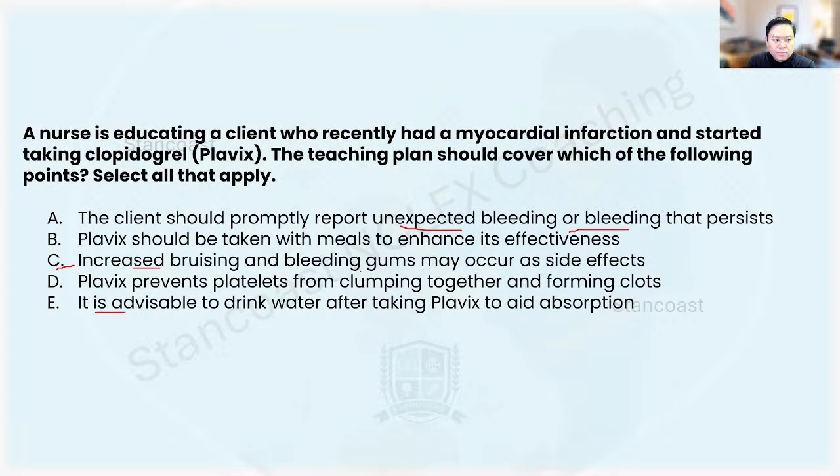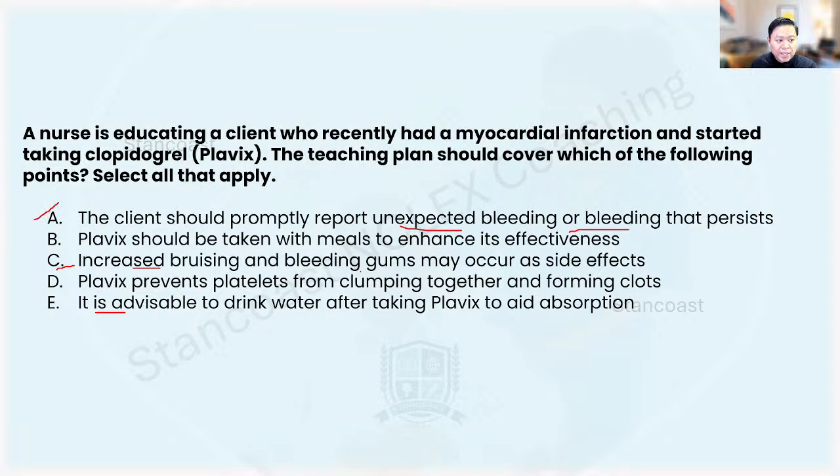There are so many distractors in these selections. So we are talking about a patient that is taking, or will be started rather, on Plavix. And so you will be giving a teaching plan. What should be included in that discharge teaching? Okay, we have answered ACD. Very good. So let's take a look at the letter A first. The client should promptly report unexpected bleeding or bleeding that persists. Yeah, that is correct.